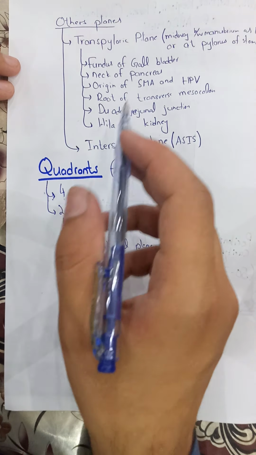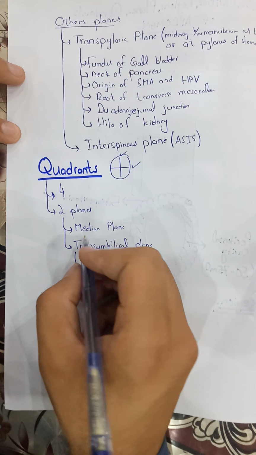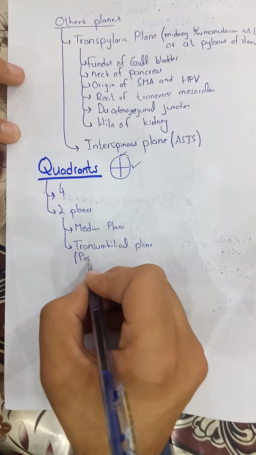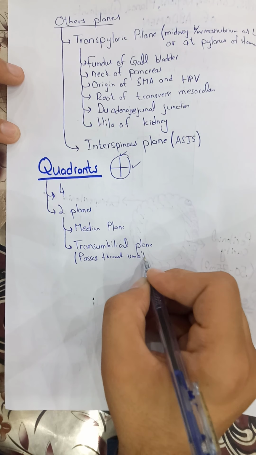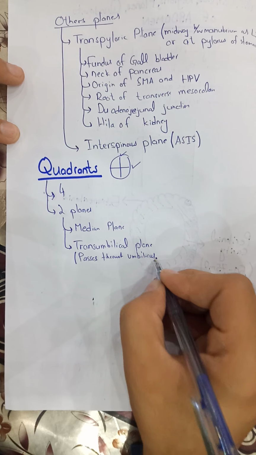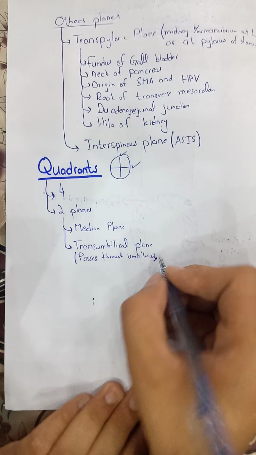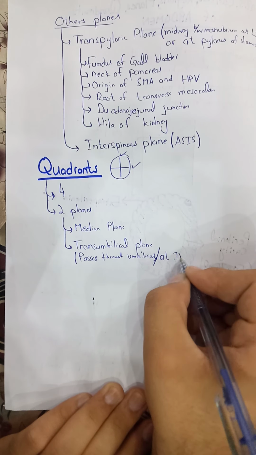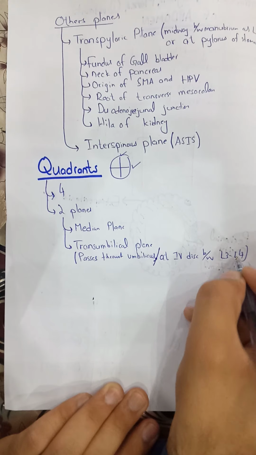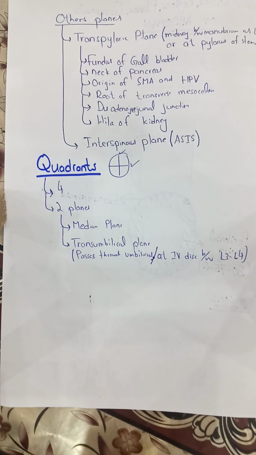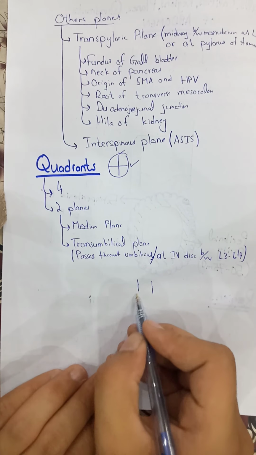The median plane will pass from the center of the body, as we all know, and the second one is the transumbilical plane. This transumbilical plane will pass through the umbilicus, or we can say at the intervertebral disc between L3 and L4. This is the level of the transumbilical plane. Now we will see these planes here on the diagram. I will draw a rough diagram of the human body.